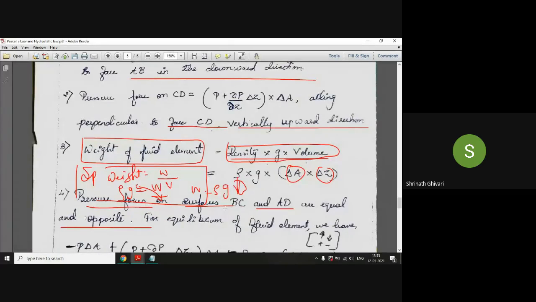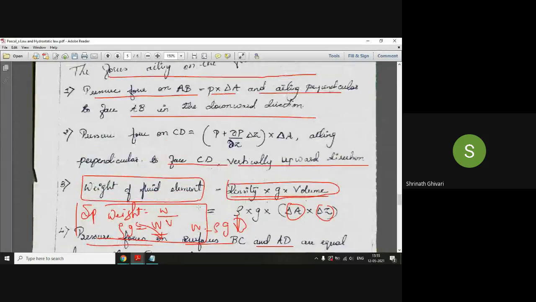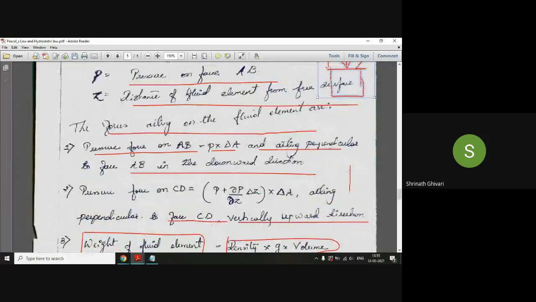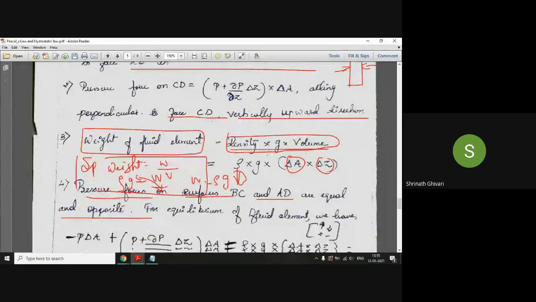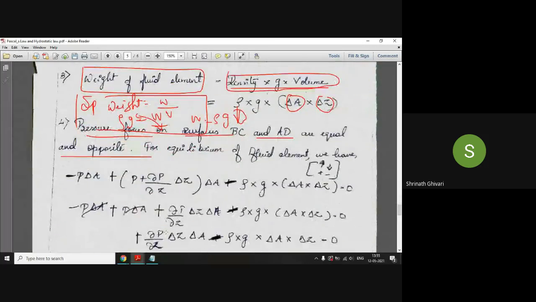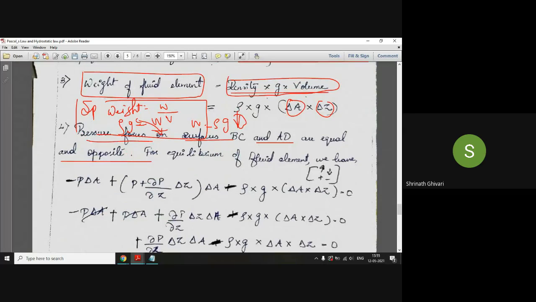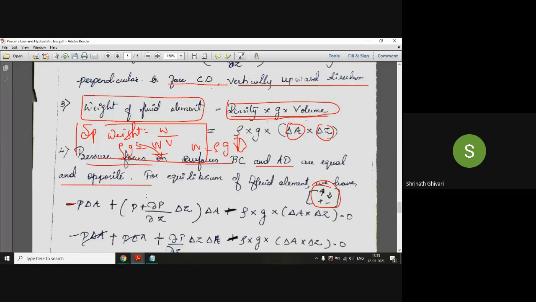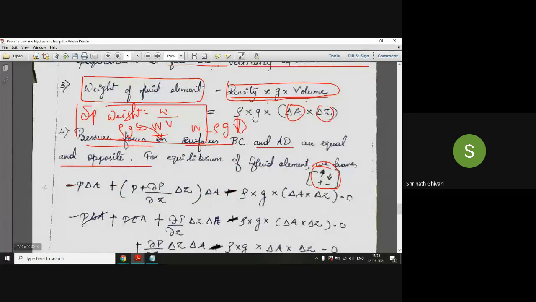Then the pressure forces on the surfaces BC and AD are equal. On the opposite sides of the fluid element the forces are equal, so they get cancelled. Now we take all the forces and calculate. As I have shown here, the upward forces are positive and the downward forces are negative. So minus P delta A is the force which is acting.